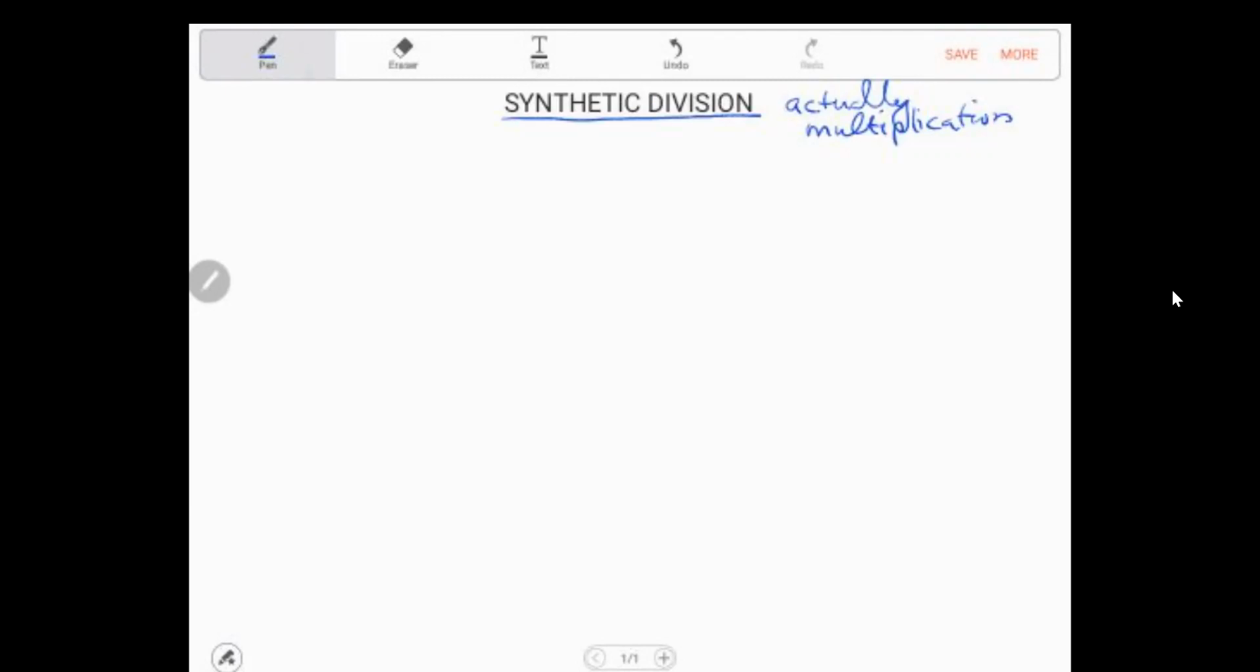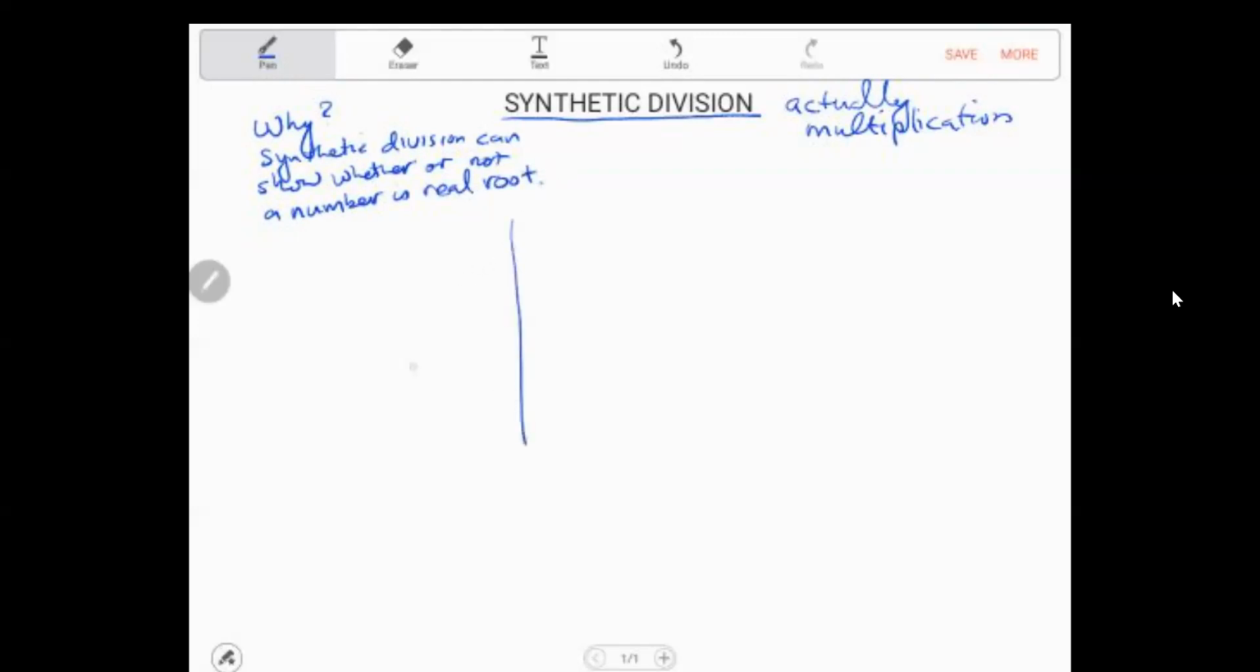All right. Now, why even do synthetic division? Synthetic division can show whether or not a number is a real root. And remember what real roots are.